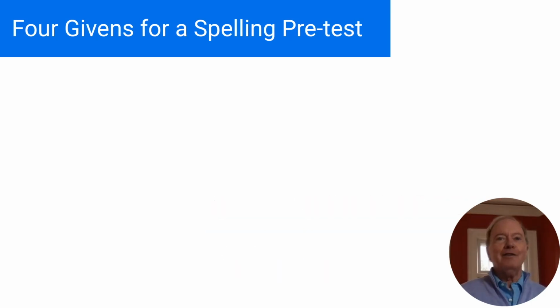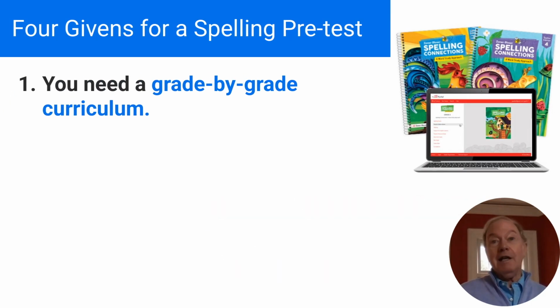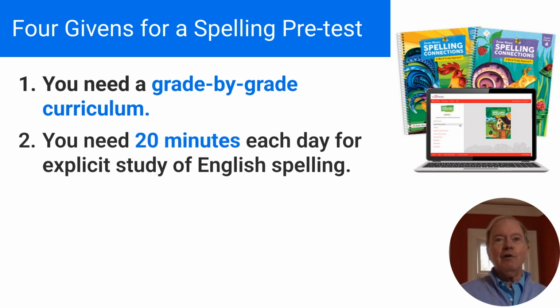Let's start with 4 givens. First of all, you need a grade-by-grade curriculum. You can't just teach spelling off the top of your head. Secondly, you need 20 minutes each day for explicit study of English spelling as recommended by research. On Monday, devote 20 minutes for the spelling pretest.